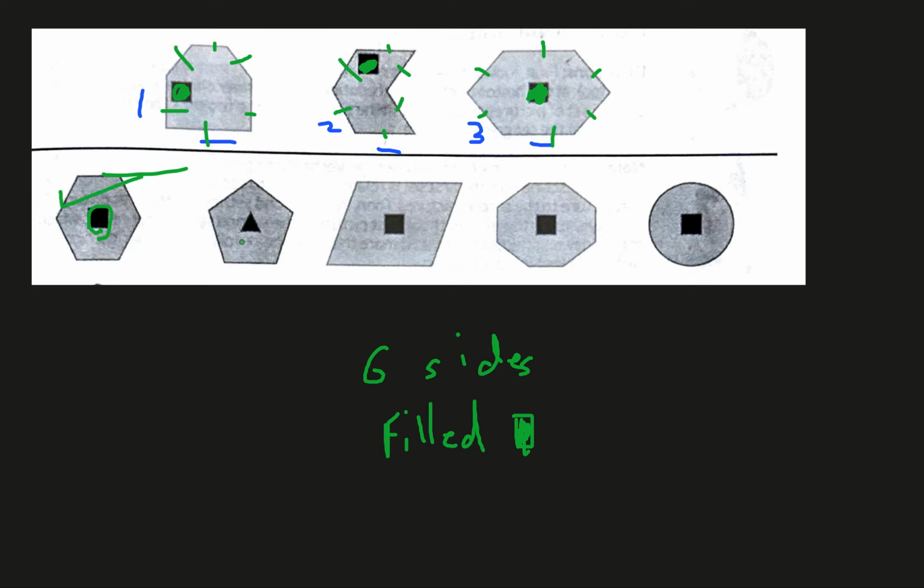But let's check. Here there is no filled square, and it's a pentagon, so not my option. Here is a quadrilateral, not a hexagon, even though we have a square here. Here it's an octagon, it has 8 sides if you count, so it's not an option. And a circle, even though we have a square here, is not my option. So the answer is problem 1.